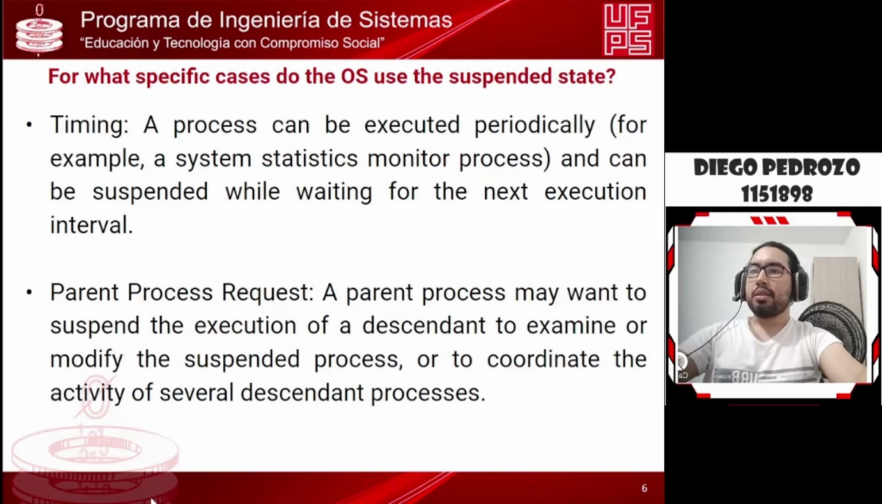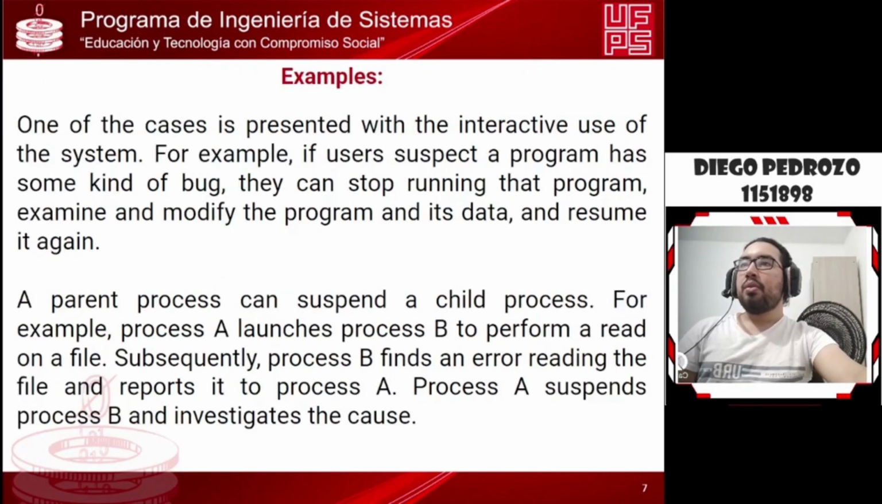Parent process request. A parent process may want to suspend the execution of the descendant to examine or modify the suspended process or to coordinate the activity of several descendant processes. One of the cases is presented with the interactive use of the system. For example, if users suspect a program has some kind of bug, they can stop running the program, examine and modify the program and its data, and resume it again.